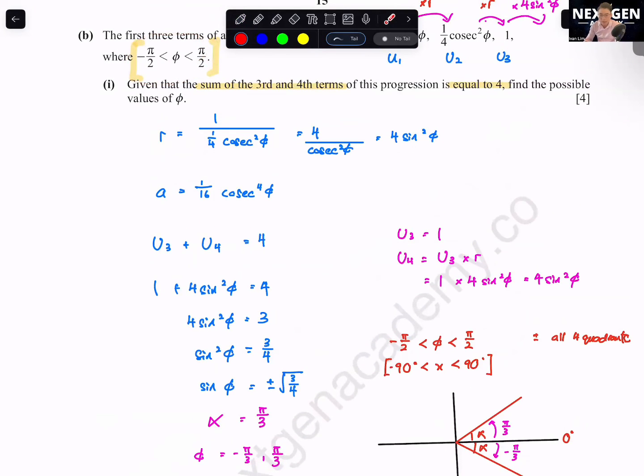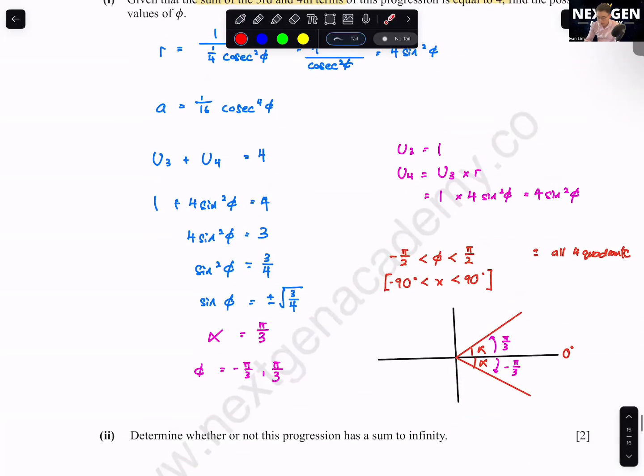Negative pi over 2 means negative 90 degrees. You want to take from negative 90 degrees all the way to positive 90 degrees only. It means the 2 quadrants like that. From negative 90 degrees to positive 90 degrees. You see? Yeah. Got a lot of things to take note of when we do this question.